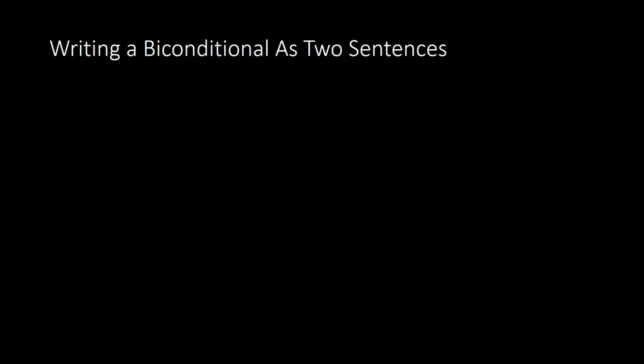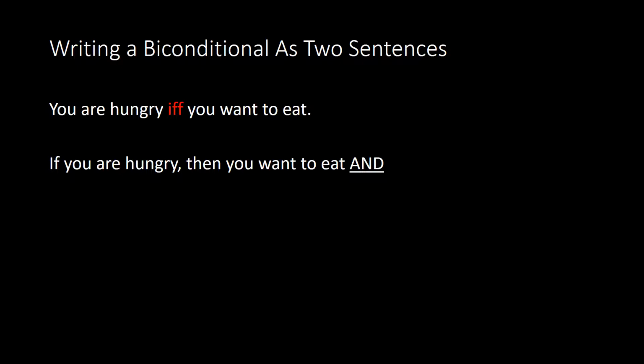So make sure you go back the other way as well, where if you're told a statement, such as you are hungry, IFF you want to eat, how would you write this back out as two statements? Well, you'd say, if you are hungry, then you want to eat. And the other statement, the converse, would be, if you want to eat, then you are hungry. So make sure that you know how to go back and forth between the two statements and converting it back to one statement, or vice versa.